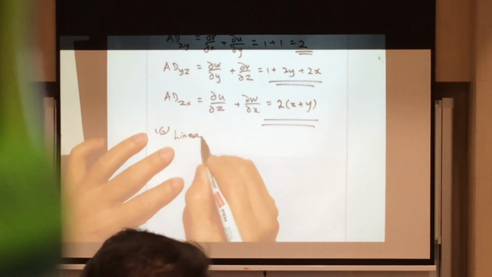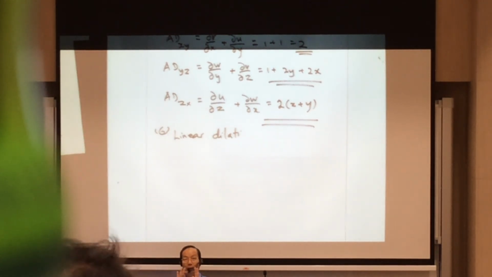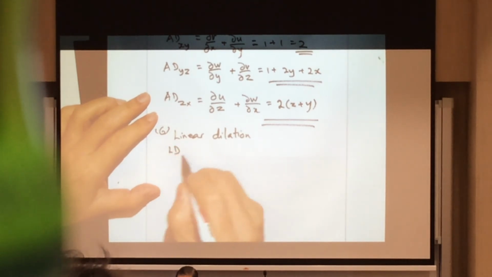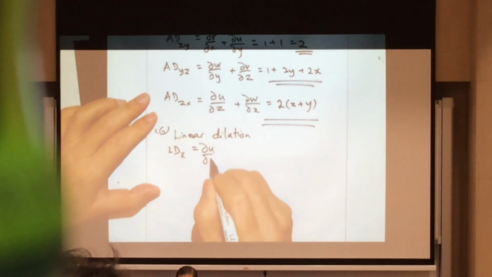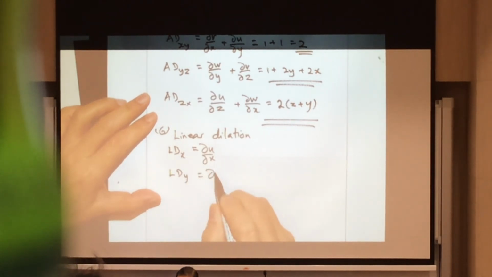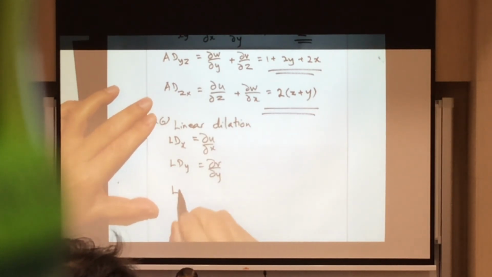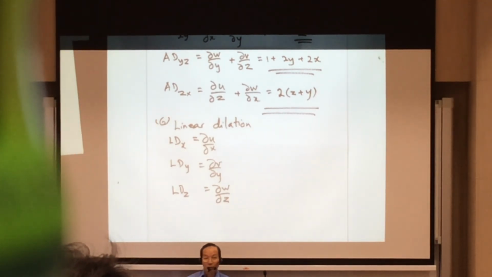Linear dilation is actually the increase in the size of the fluid element. Linear dilation in the x direction is given by del u del x. Linear dilation in the y direction is del v del y, and linear dilation in the z direction is del w del z. It's related to the change in the velocity in the x, y, and z directions.